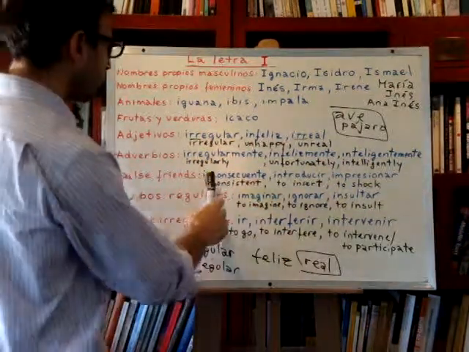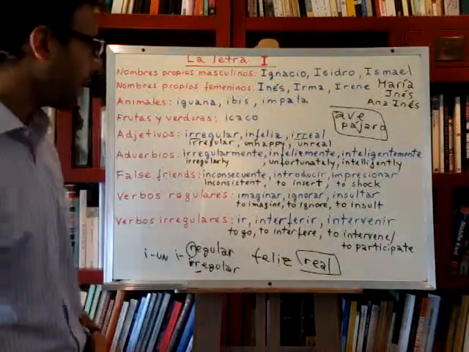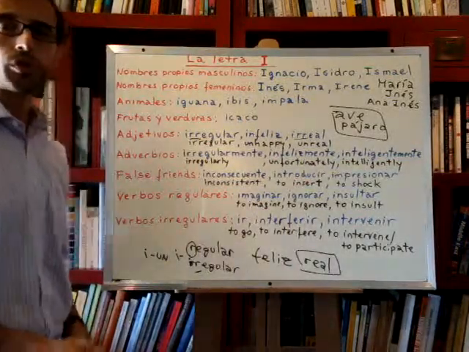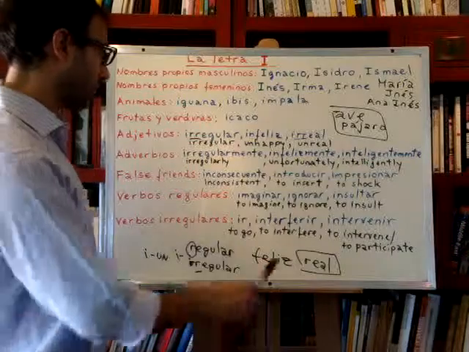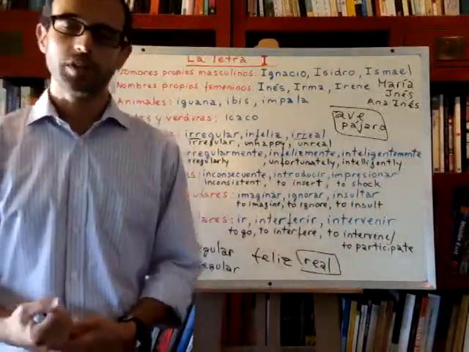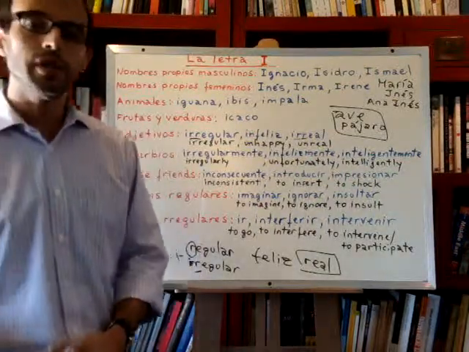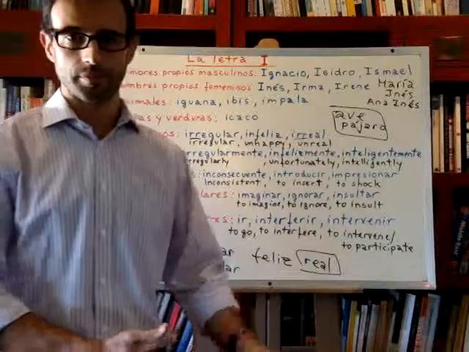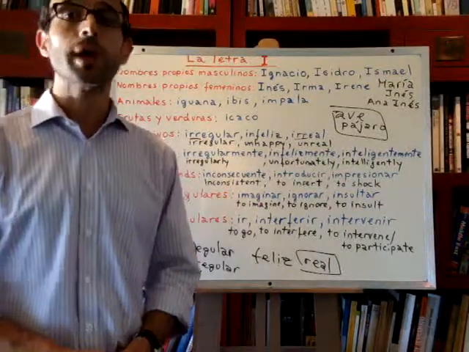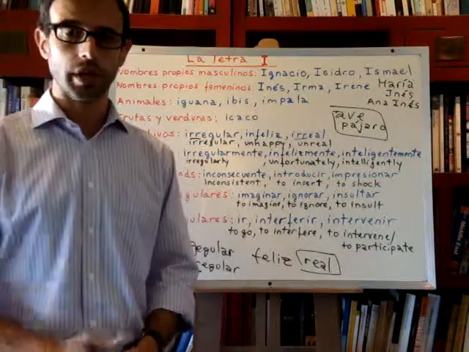So, inconsecuente in Spanish means inconsistent. Our second false friend, nuestro segundo false friend, es introducir. Introducir. It's not introduce. For example, in English we say, let me introduce you to Mr. John. Right? In Spanish we use the verb presentar to introduce, okay?